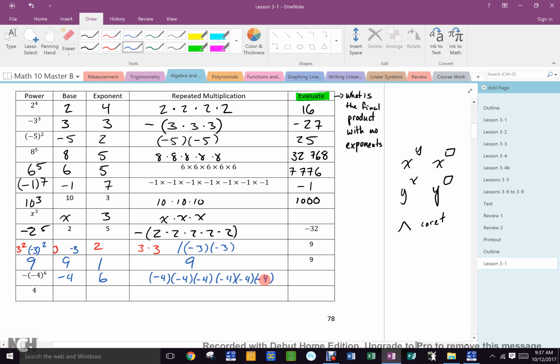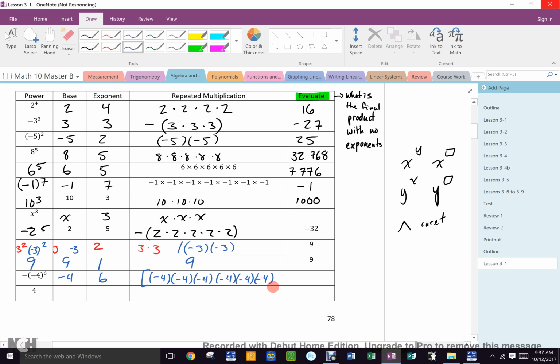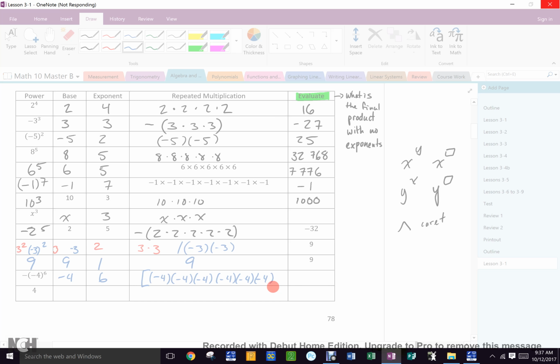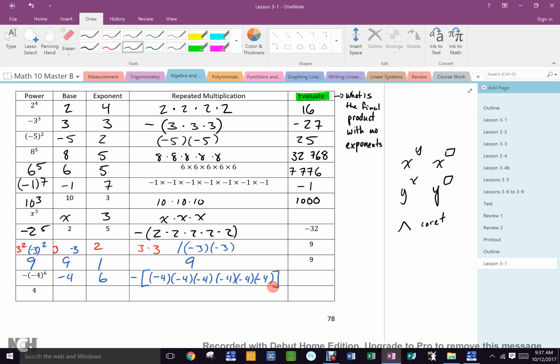Now, Carlin, that's a negative. It's repeated an even amount of times. So the answer is going to be what? Except why not? Because there's a negative out front. So in front of all this is another negative. So even though this is positive, that negative out in front makes our final answer negative. What is it? Negative 4,096.